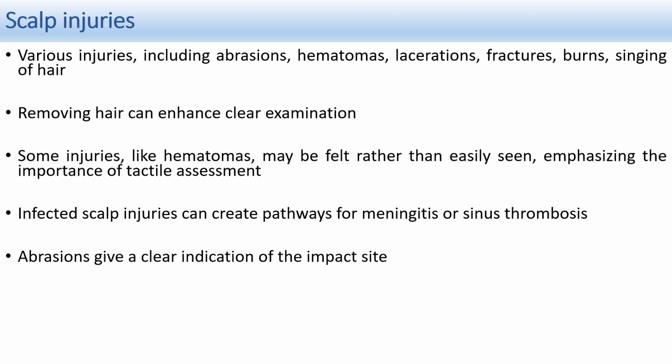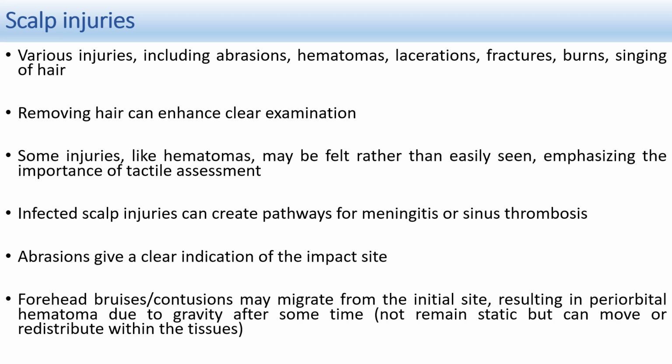Abrasions give a clear indication of the impact site, whereas forehead bruises or contusions may migrate from the initial site, resulting in periorbital hematoma due to gravity after some time. That means it does not remain static but can move or redistribute within the tissues.